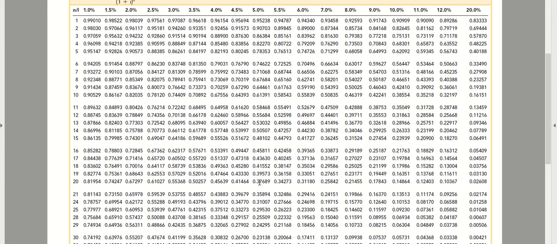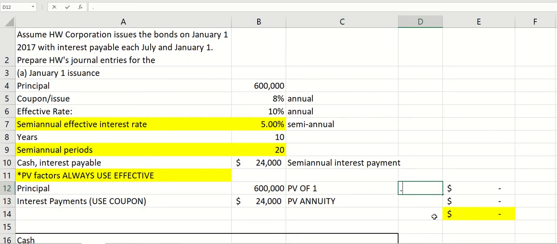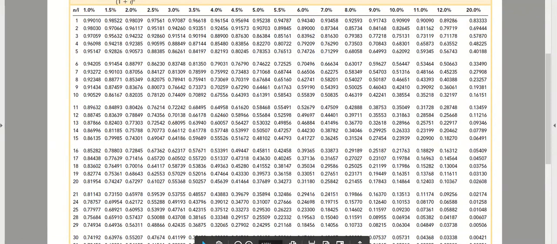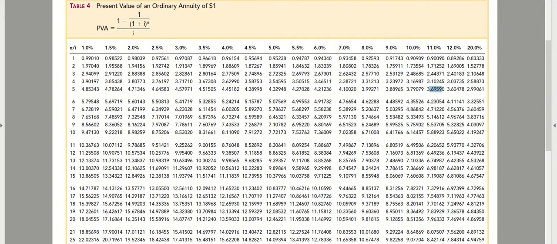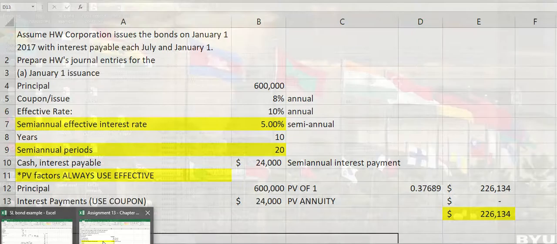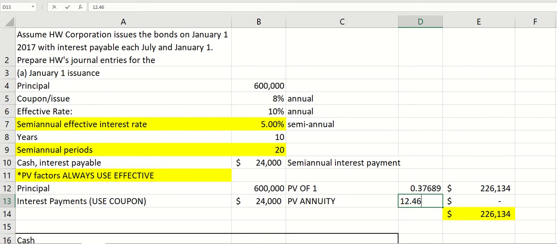We said it was going to be 5% and 20 periods, so this would be 0.37689, and I can put that in. Then I would multiply the principal times the PV factor. Then I would go to the annuity table, and for 5% and 20 periods it would be 12.46221, and I would put that in. Then I would multiply by the $24,000, since these are an even stream of multiple payments, so it is an annuity, 12.46.